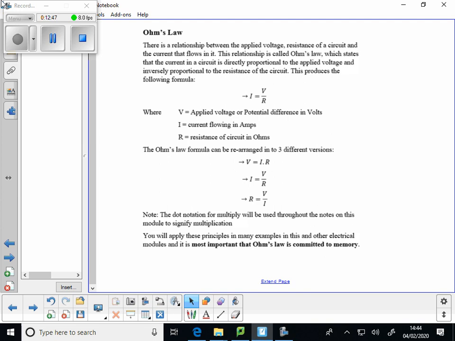So where V is the applied voltage, I is the current flowing in amps, R is resistance, we have Ohm's law, I is equal to V over R. You can rearrange that to the three different versions. Again, you're fairly conversant with that from science, I hope. Yep. Please say if you don't get any of this. Because Ohm's law, if you study with me to the end of level 6, you'll still be using Ohm's law in 3 years' time. That never goes wrong. Alright?